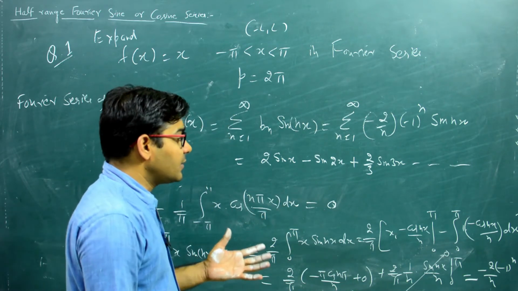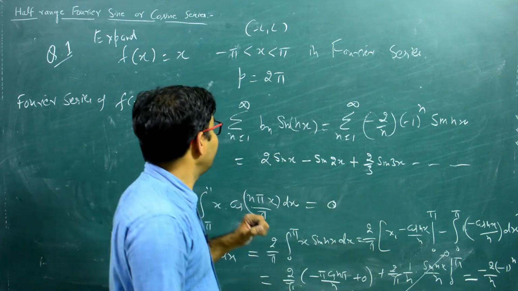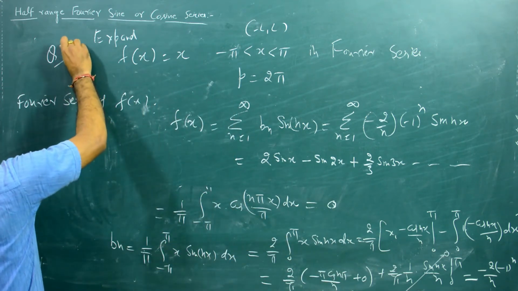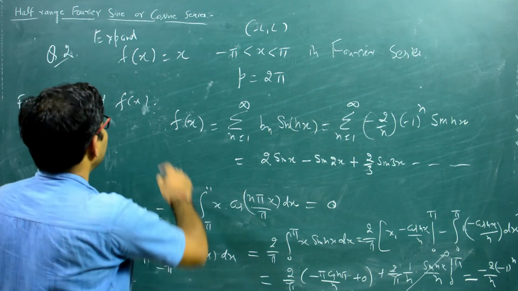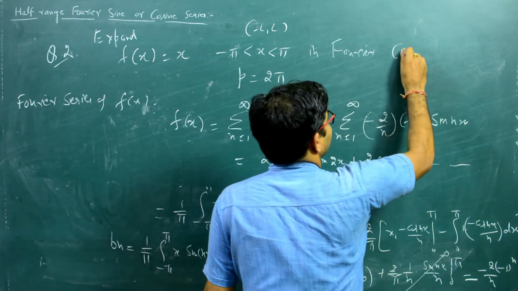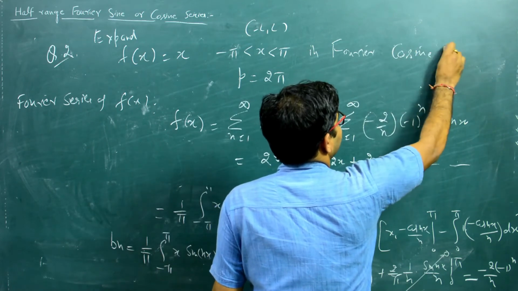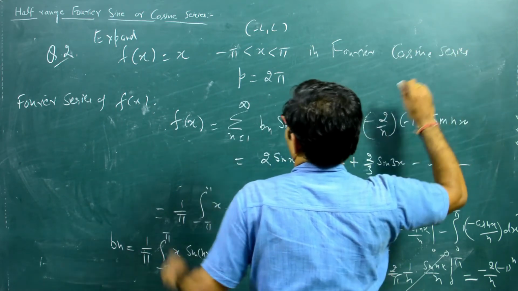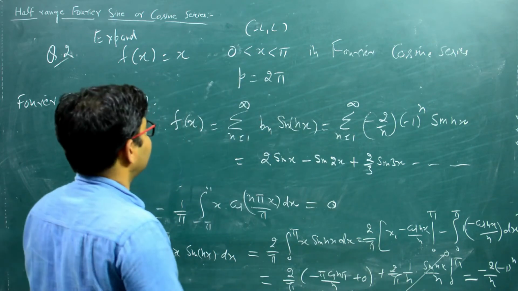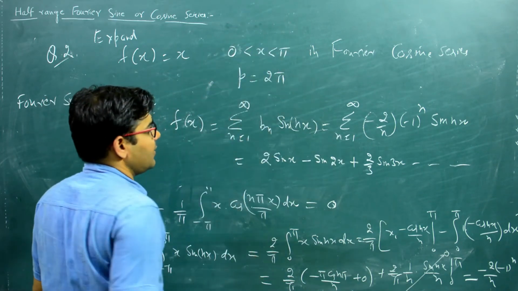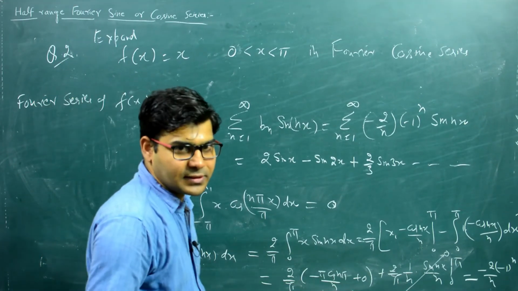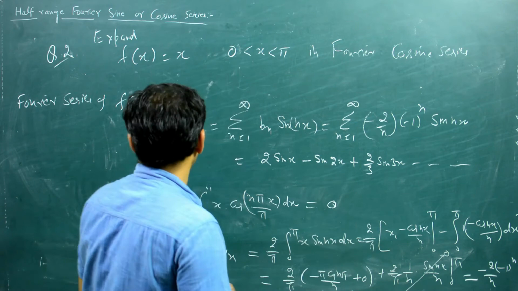Now let's have a look at a different kind of example, where suppose I modify the given problem a little bit in this fashion: we have been asked to find the Fourier cosine series expansion, instead of the Fourier sine series expansion, of the same function f(x) = x, which is now defined in the half range 0 to pi instead of minus pi to pi.